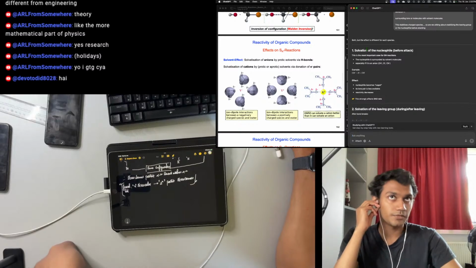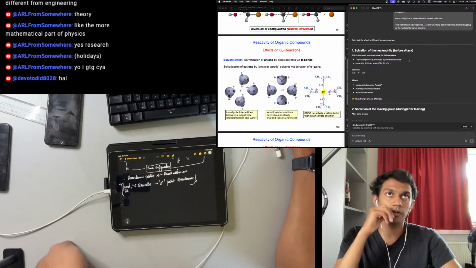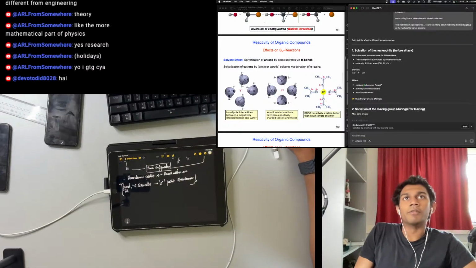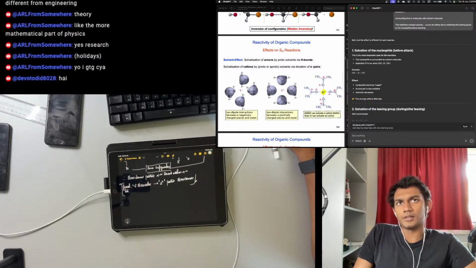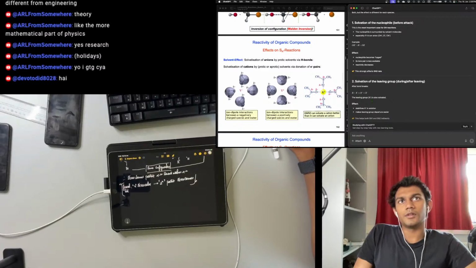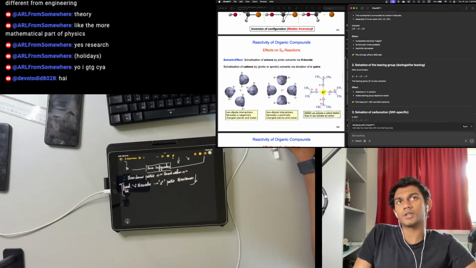Both, but the effect is different for each species. Solvation of the nucleophile before attack is the most important case in an SN reaction. The nucleophile is surrounded by solvent molecules, especially if it's an anion. Example: F- nucleophile becomes H-bonded, its lone pair is less available, and reactivity decreases. This affects the SN2 rate. Solvation of the leaving group: the leaving group is also solvated, which stabilizes X- in the solution, making leaving group departure easier. This helps both SN1 and SN2 directly, okay?